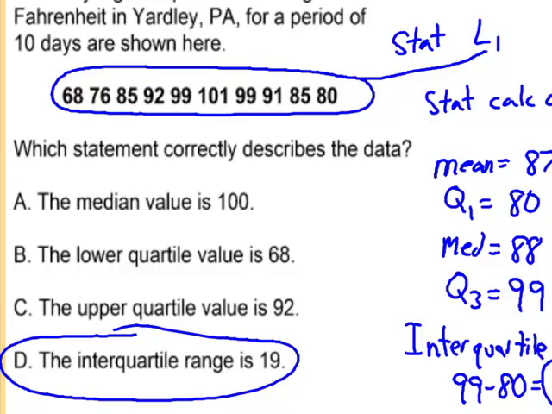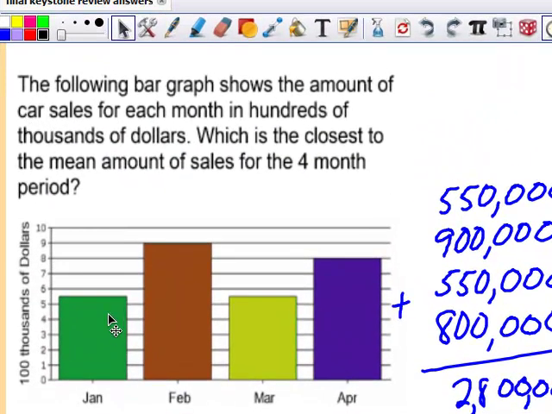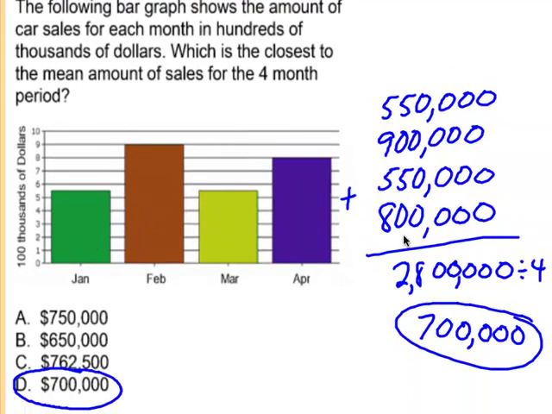I only have 5 more minutes. So let's pick up the pace here. This one I had to do the average of all for each month, and you can see the work here. It comes out to D.